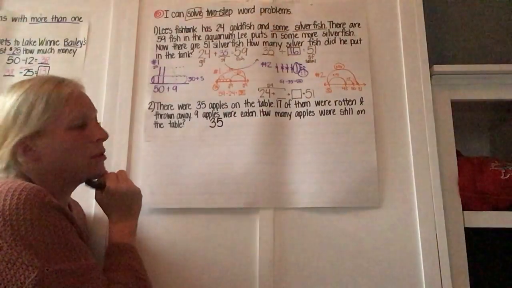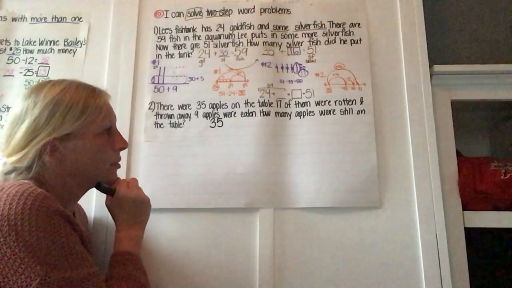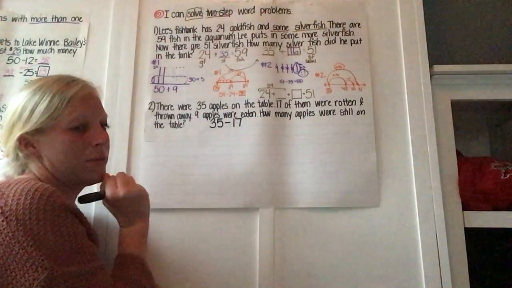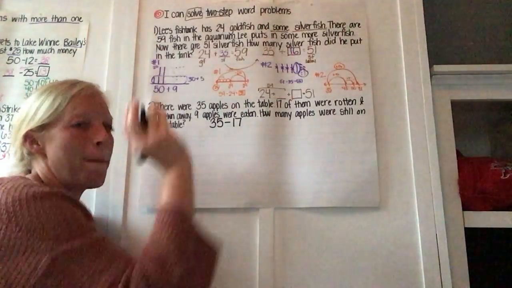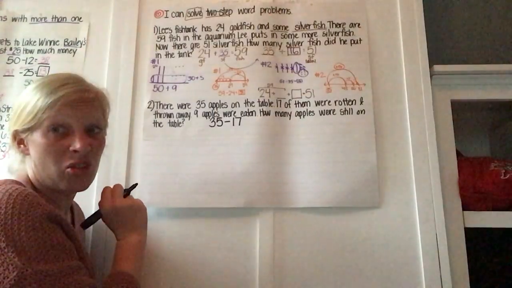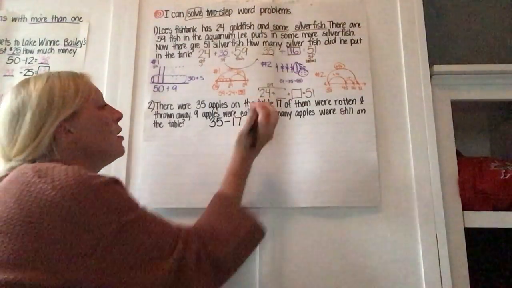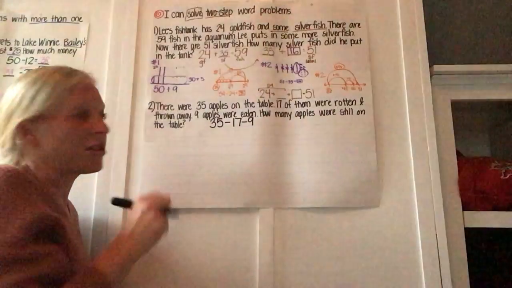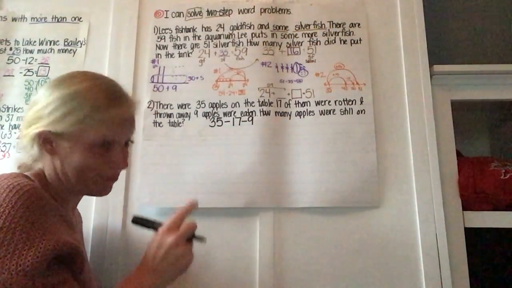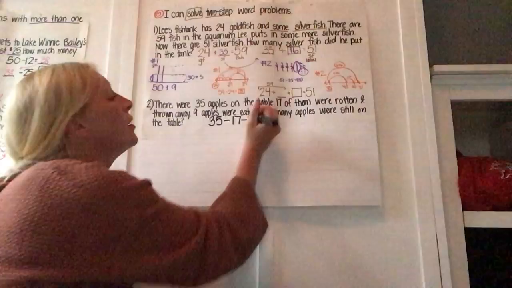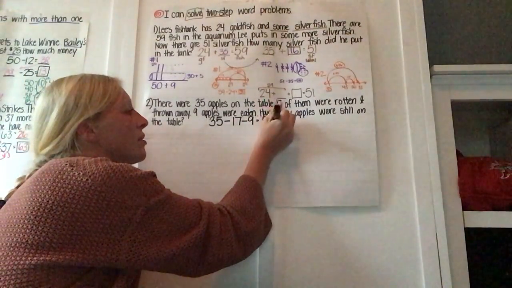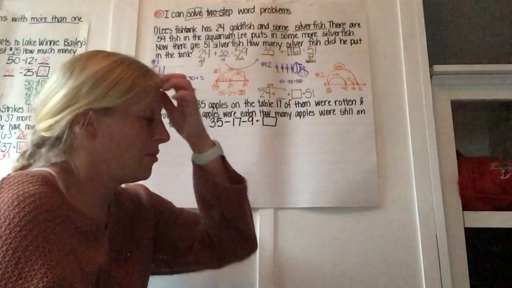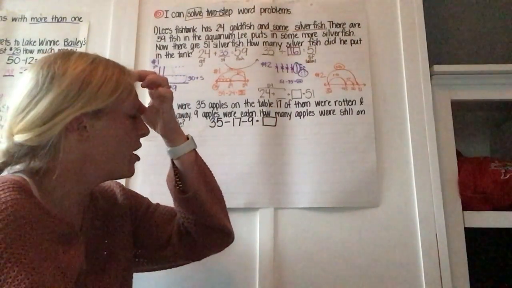35 apples on the table. Okay, then what? 17 were rotten and thrown away. So why did you put a minus sign? Because they were in the garbage. Then what? We ate 9 in our tummy. We're not getting more. They're going away. Equals box. Oh, man. You guys are not going to have any problem at all. I just know it. Show me.